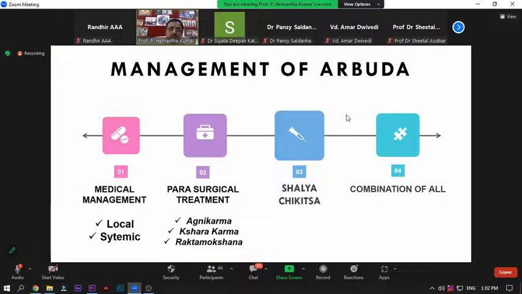In management, there is medical management, parasurgical management, surgical management, or combination. Nowadays you can see chemotherapy, radiotherapy, immunotherapy, surgical management, and a combination of any one. Maybe surgery followed by chemotherapy, surgery followed by radiotherapy, or surgery followed by immunotherapy, or in some conditions only chemotherapy and only radiotherapy. That is called radiosensitivity and chemosensitivity. Like that, in Ayurveda also they mentioned medical management, parasurgical, surgical, and combination.